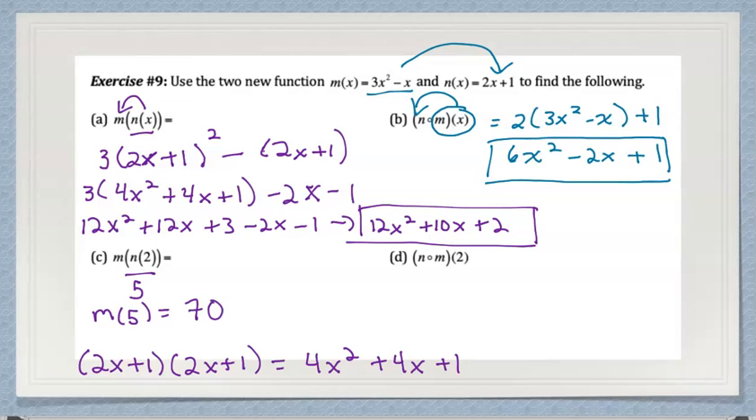This one over here, I'm going to do m of 2 first. I always do this one first, and then I take it and put it into the outside one. So m of 2 is 2 squared is 4, times 3 is 12, minus 2 is 10. So m of 2 is 10. So now I need to find n of 10. And n of 10 is 20 plus 1, right? 2 times 10 plus 1, which is 21.